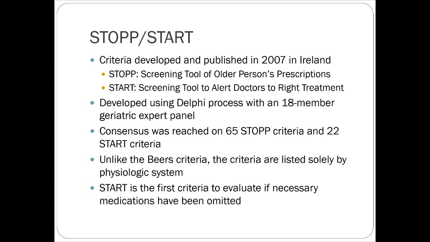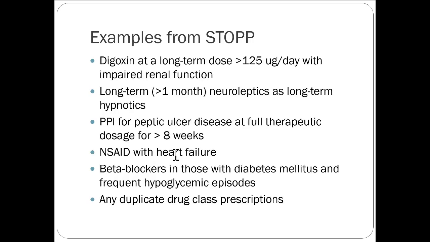Unlike the Beers criteria, these criteria are listed solely by physiologic system and not really by medication class. So it's a little bit of a different stratification. And START was the first criteria to evaluate if necessary medications have been omitted. I like the concept of this better, and the reason I'm putting it on here, even though it's kind of old at this point, is that it's the way medicine should be. You shouldn't just look at somebody's list and say, okay, you're elderly, I should look at what I need to stop, but how do I take care of you as an entire patient? That's what this is getting at, a more comprehensive guideline to move in that direction.